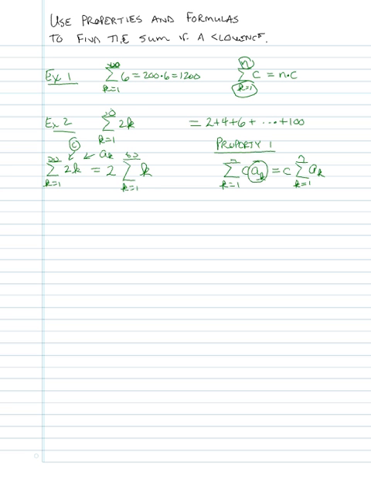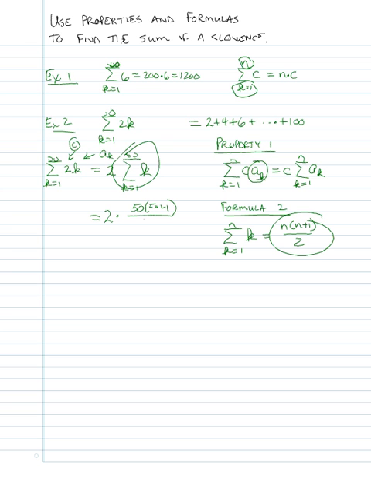Now, we have a formula for that. And that was formula number 2, I believe. Formula number 2 said if we have the sum from k equal 1 to n of k, if we're adding up the first n integers, then that formula is n times n plus 1 divided by 2. Well, right here, we can apply that formula. So we've got the 2 that's in front of it. And when we apply the formula for the sum from k equal 1 to 50 of k, our n value is 50. So we'd have 50 times 1 more than 50, 50 plus 1, and we divide all that by 2.